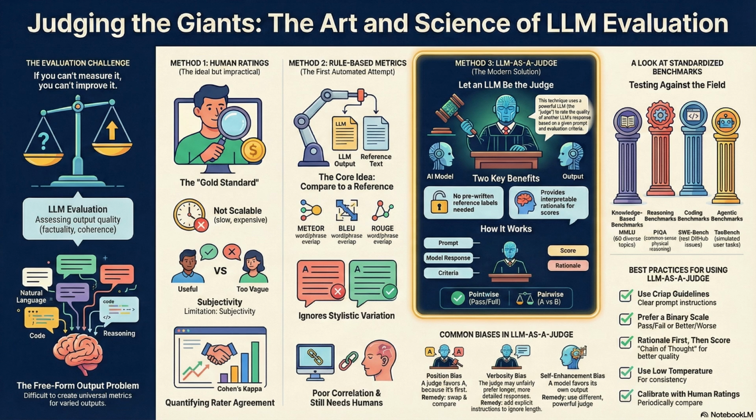Okay, so let's start at square one. The most straightforward method. The human standard. Right. You just ask people to rate the output. It sounds simple. I mean, the ideal scenario is simplicity itself. You give the LLM output to a human, you ask them to score it, that's your ground truth.